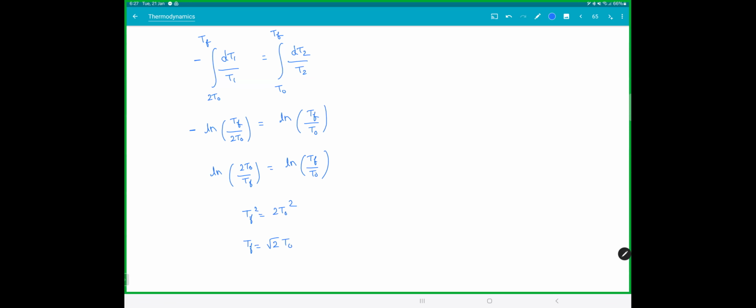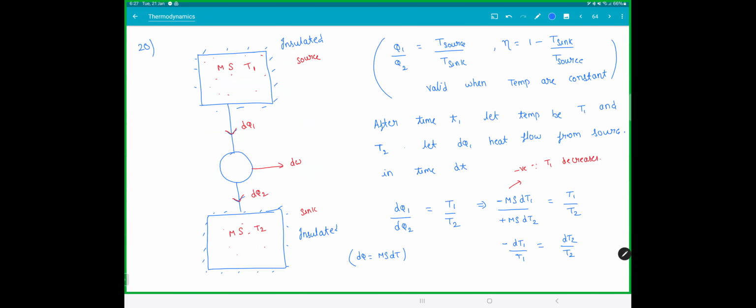You can remove the ln and cross multiply. I skipped a step there, but check out the steps here. I think if you got till here, your job's done. Then it's just a matter of integration. This was the idea there. You can't use that Q1 by Q2 for the entire process, right? But we can use it for a small time dt, let the temperatures be T1, T2, and from there you can figure it out.